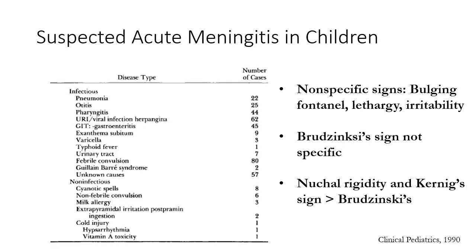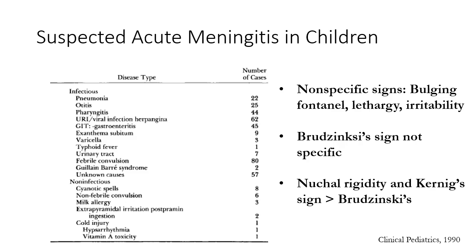However, as with most things in medicine, it's important to consider that children often have a different clinical presentation and cannot just be treated as small adults. Therefore, for a suspected acute meningitis in children, they may present with very nonspecific signs, such as a bulging fontanelle, lethargy, irritability. And in this case, Brudzinski's sign is not very specific. And remember, Brudzinski's is one where you flex their neck and are looking for the reciprocal flexion in the legs.